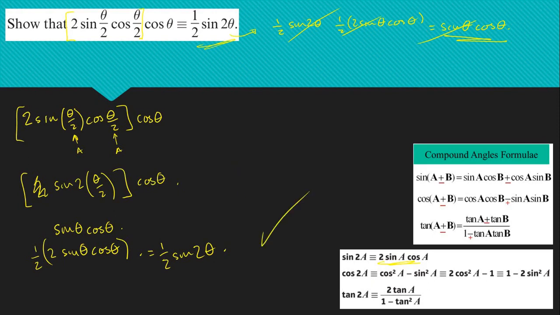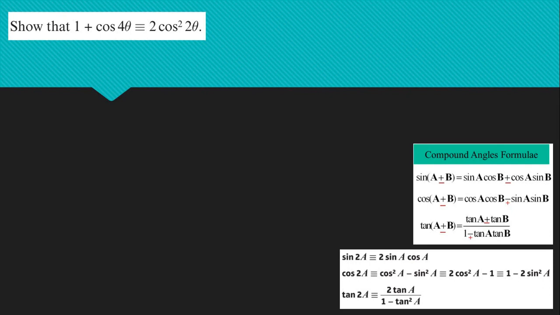All right, moving on. We've got 1 plus cos of 4 theta is identical to 2 cos squared of 2 theta. Now, looking at cos squared of 2 theta, you might think that you could do a double angle thing on it. It would be absolutely pointless.